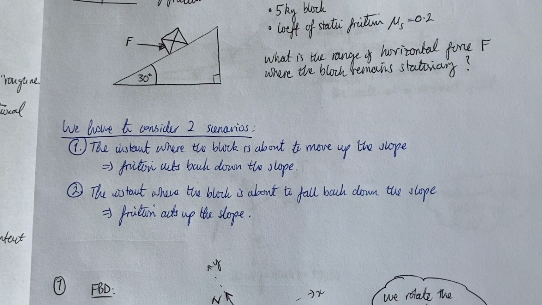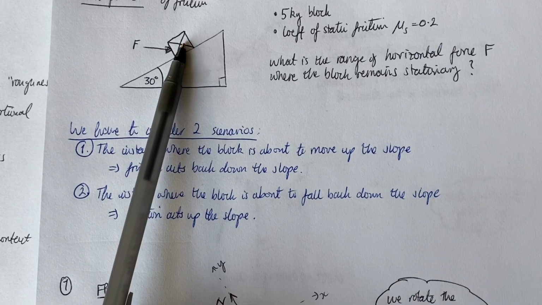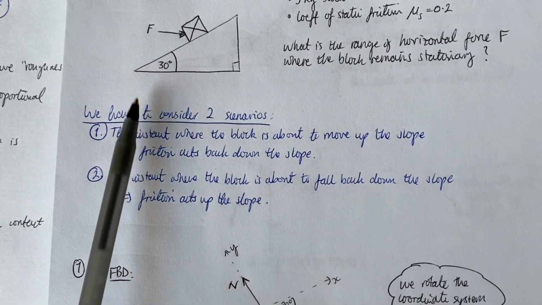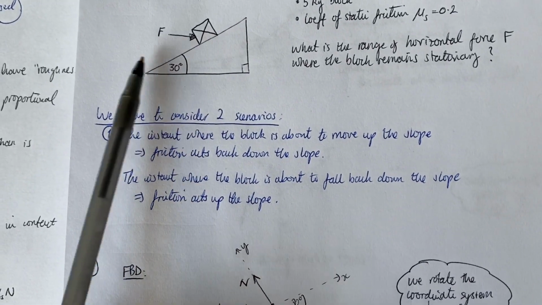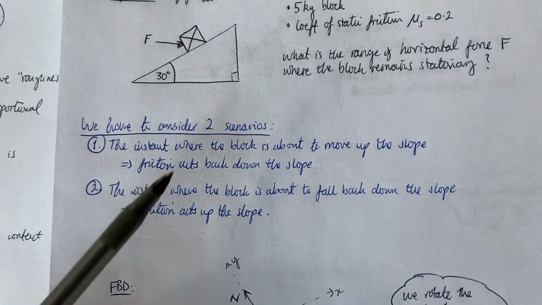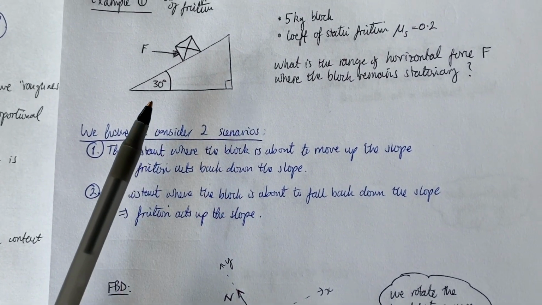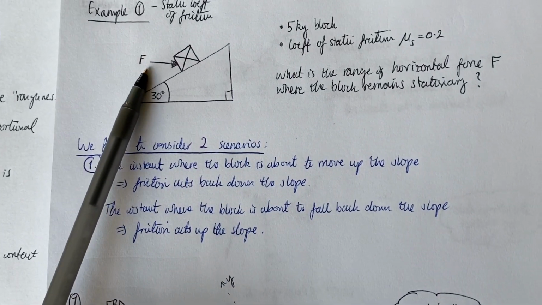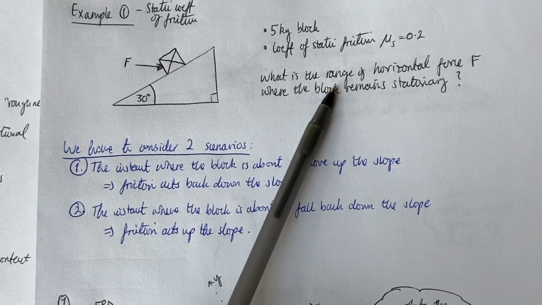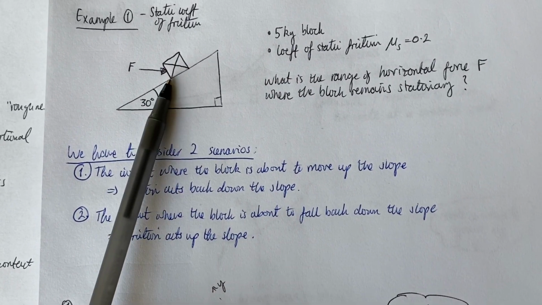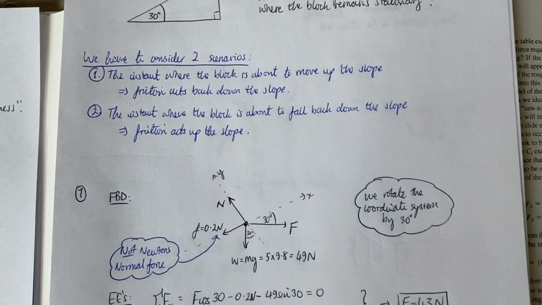In the second case, where F is small so that the box may start to slide back down the slope, then the friction acts in the opposite direction because it's opposing the motion that's about to start to happen. So we have to formulate this problem with these two different scenarios in mind to come up with basically two values of F, one small and one large. So that gives us the range of horizontal forces which keeps the box in the same position. So let's have a look at both of those two situations.